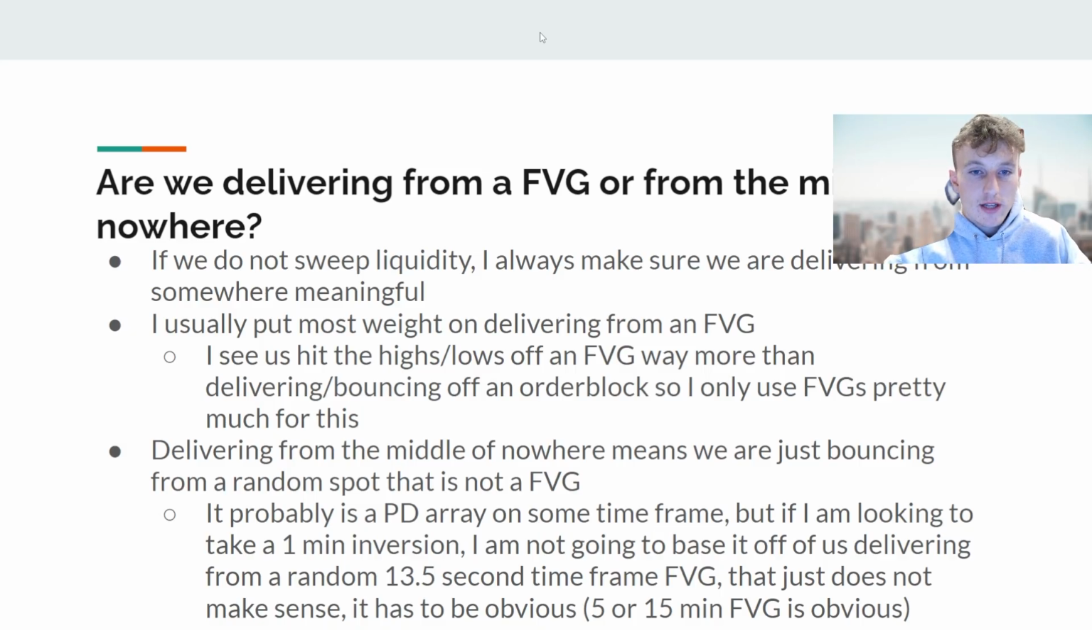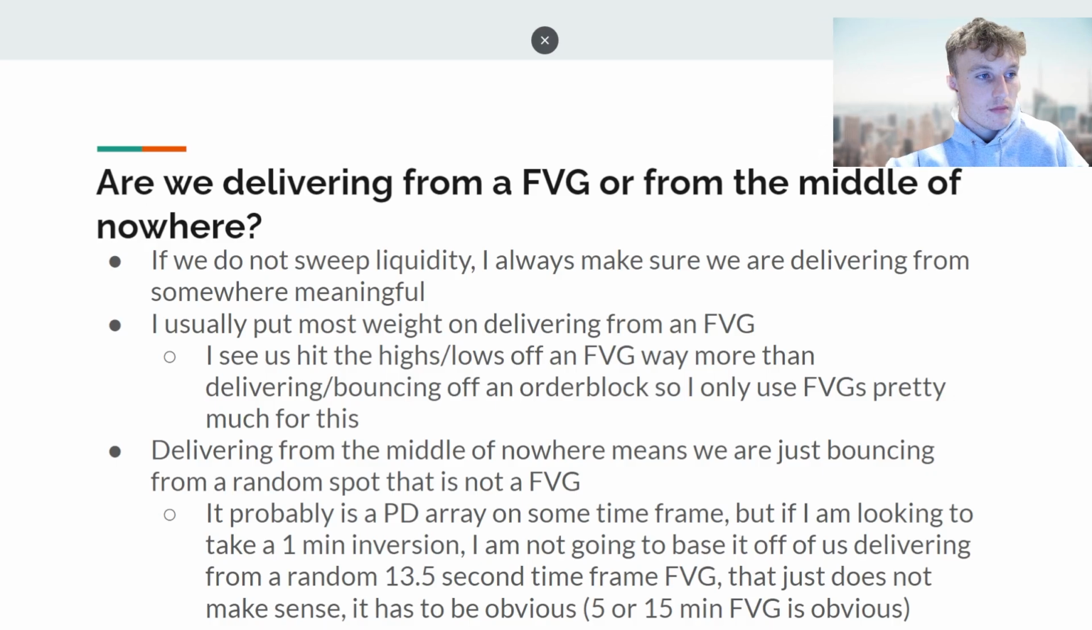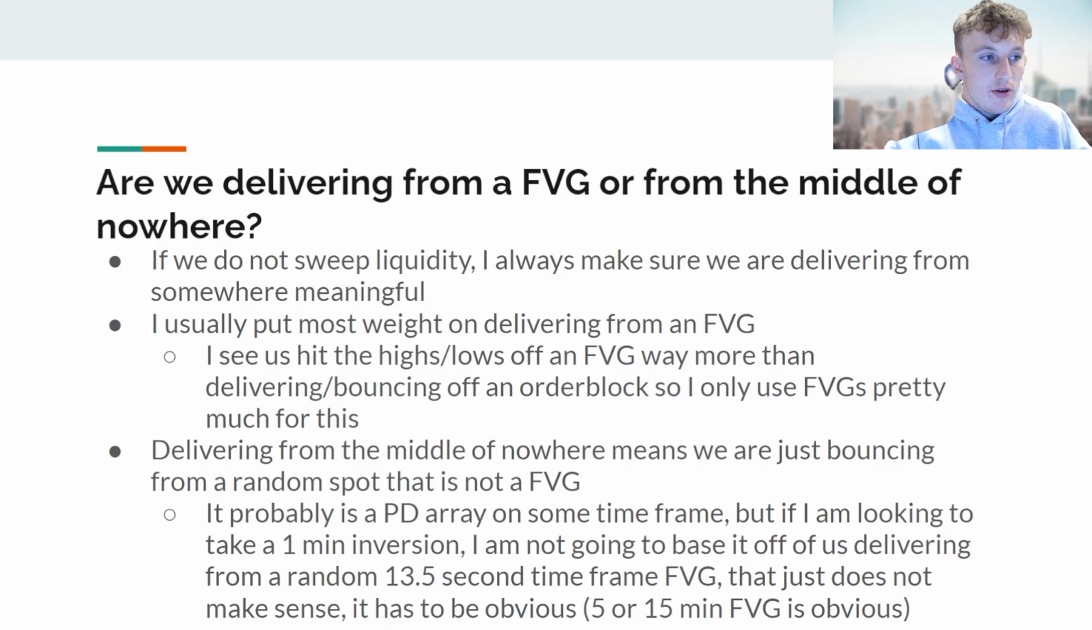And then, are we delivering from a fair value gap, or are we delivering from the middle of nowhere? If we do not sweep liquidity, I always make sure we're delivering from somewhere meaningful. I always put more weight in the fair value gap. I know you can say we're delivering off an OB, but it's not as weightful as a fair value gap. I need to see us delivering off an FVG.